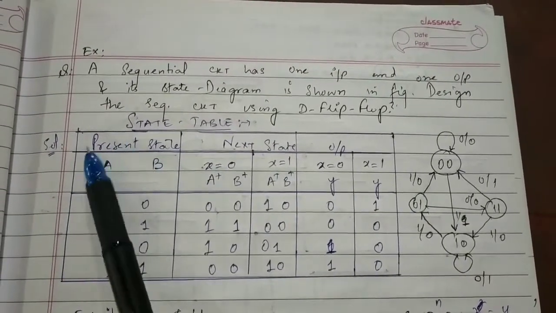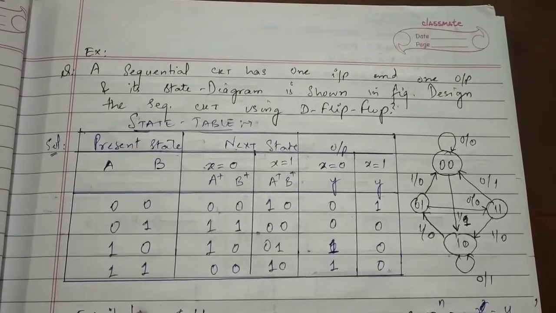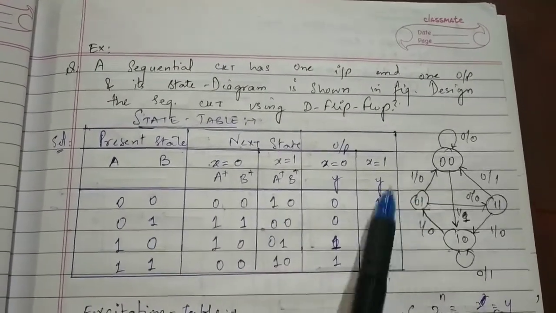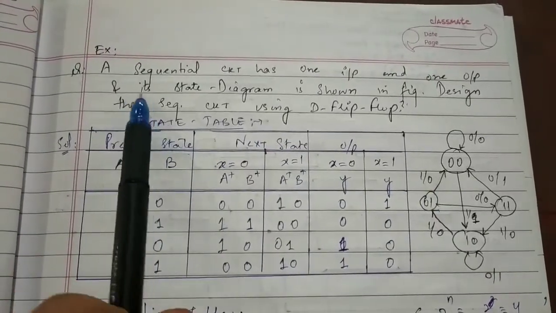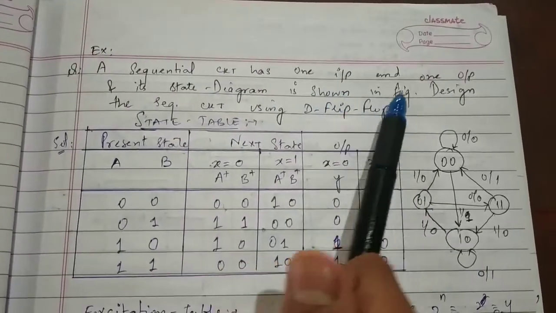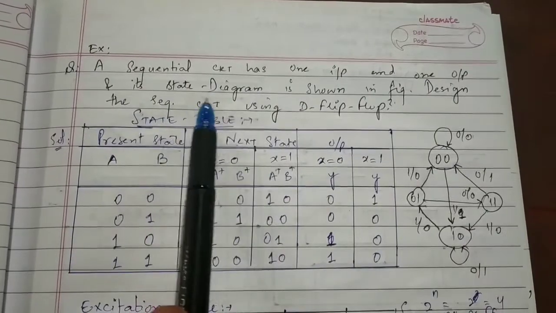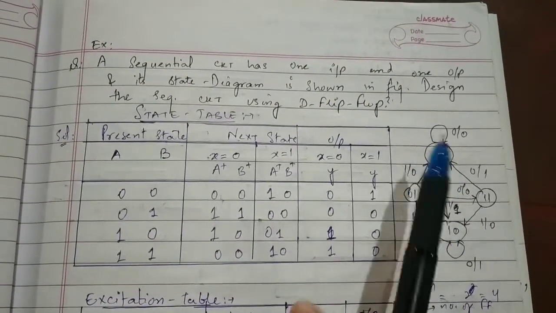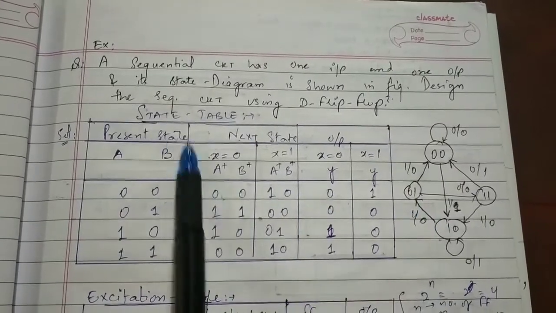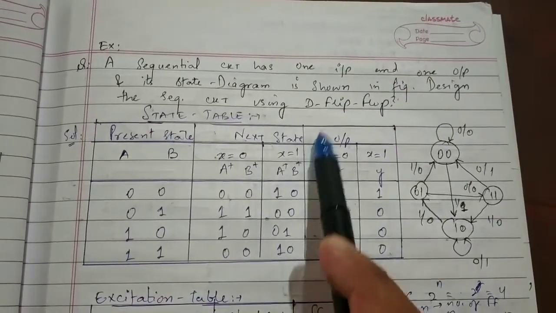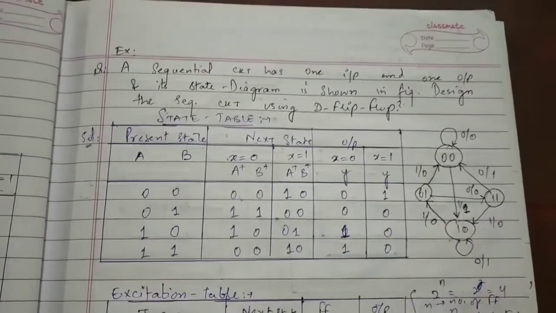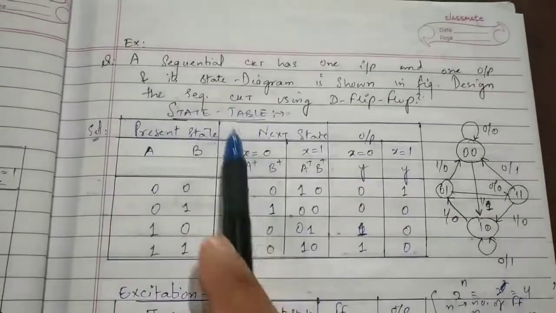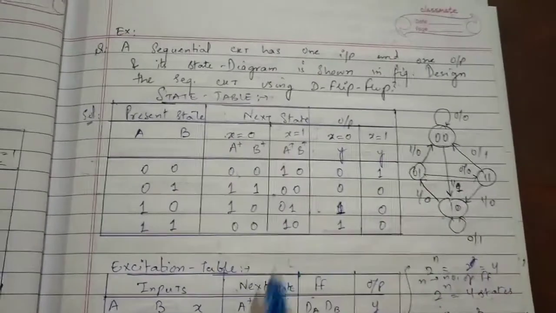Today we will try to design a sequential circuit using a state diagram. We'll take an example. A sequential circuit has one input and one output, and its state diagram is shown in the figure. This is the state diagram. We have to use this state diagram to construct a sequential circuit using D flip-flops.